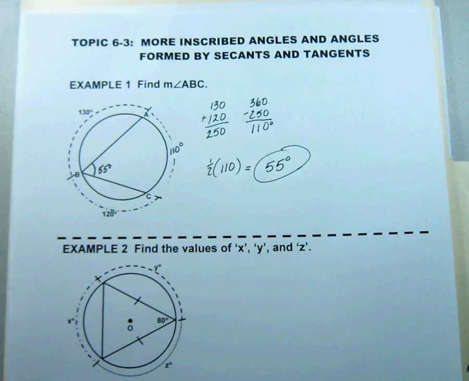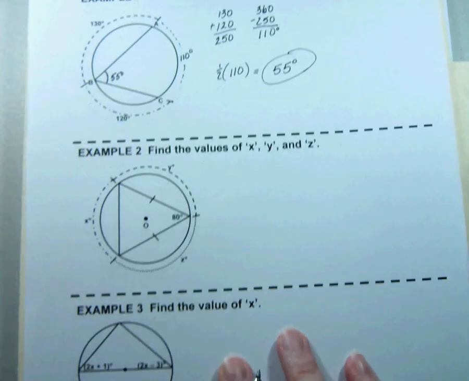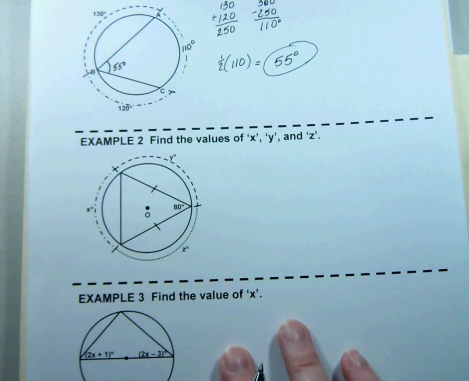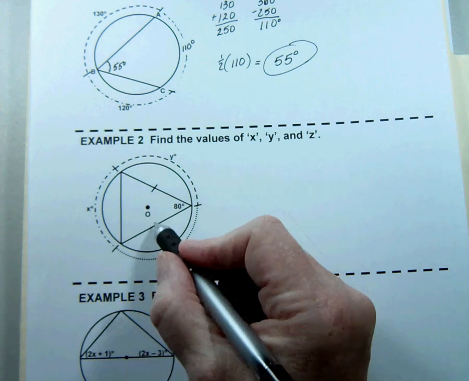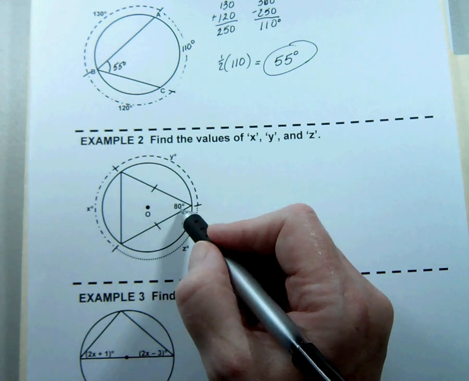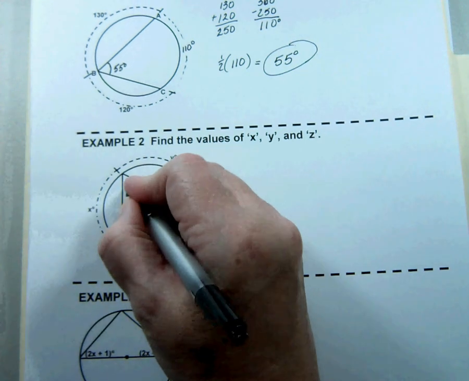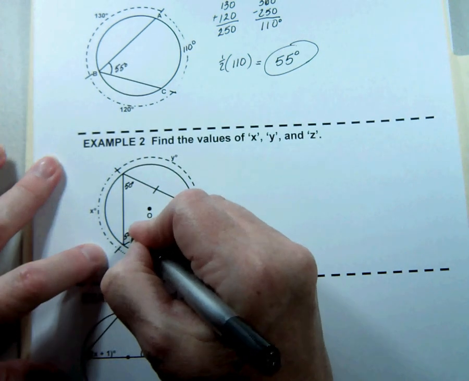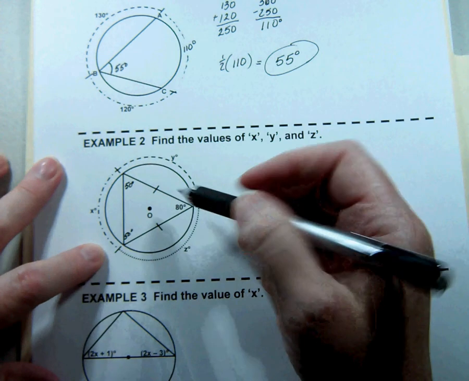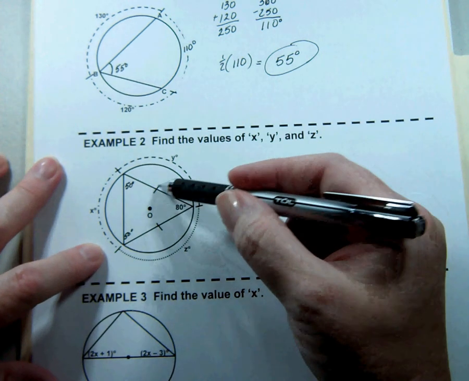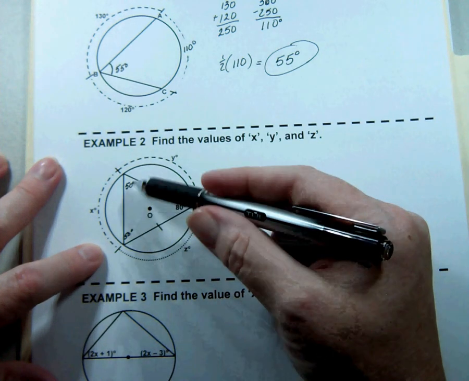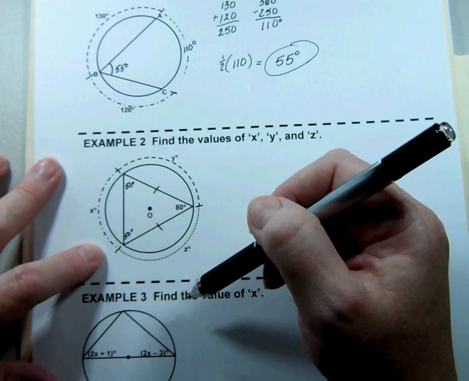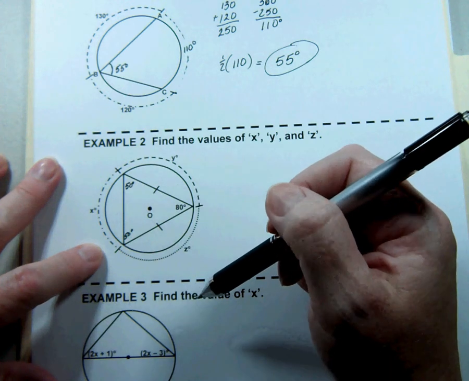Alright, on example 2, see how they've marked the tick marks on the chords? That means it's an isosceles triangle. So these would each have to be 50 degrees, because 50 and 50 is 100, and 100 plus 80 is 180. Anytime you have an isosceles triangle, the base angles are going to be equal. So they all add up to 180.